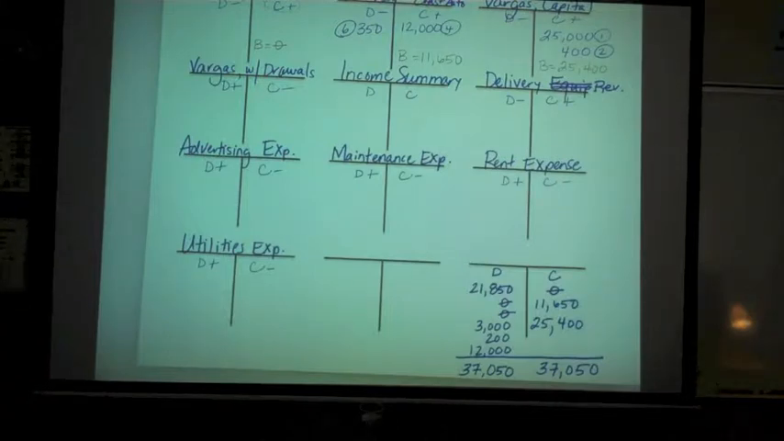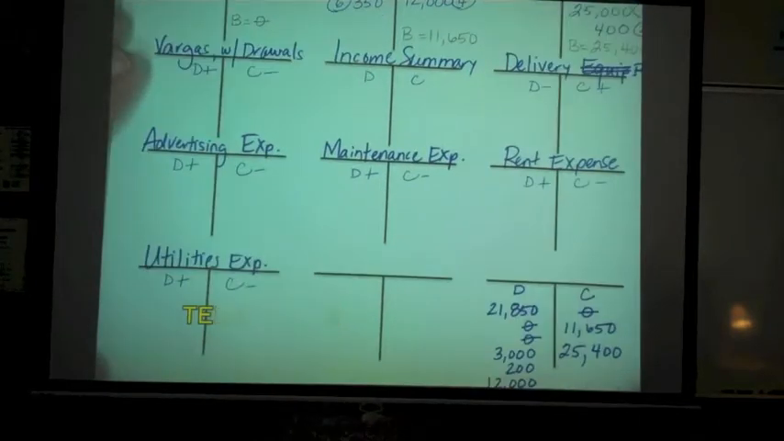It says on October 15th, Zip provided delivery services for Sims Corporation. A check for $1,200 was received in full payment. What 2 accounts are going to be affected? Take it back, maybe I should just bring it back out.